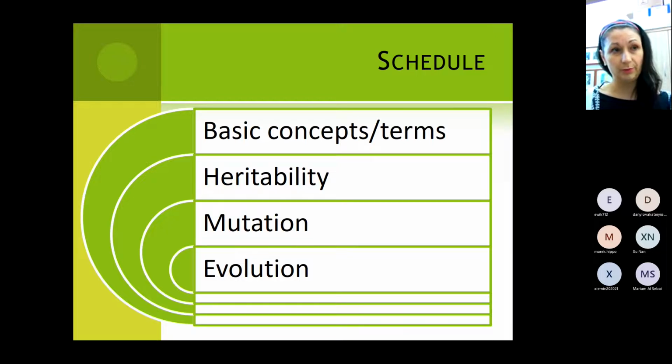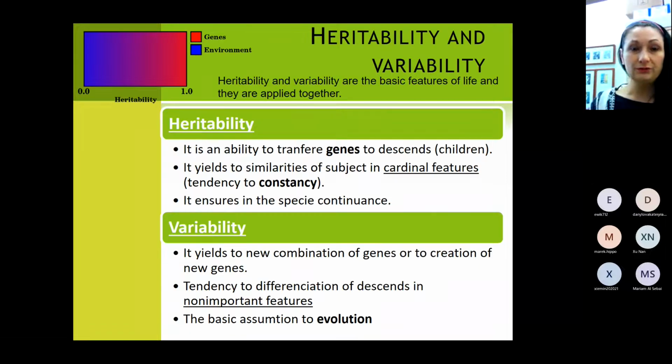So therefore, I prepared a few slides from population genetics. This might be fancy for you, because these theories consider the origin of humans. So it might be interesting, I hope so. First of all, what is the difference between heritability and variability? Heritability and variability are two extreme conditions, actually, or terms.